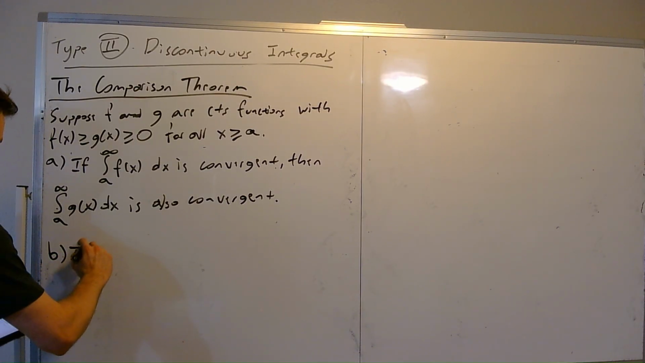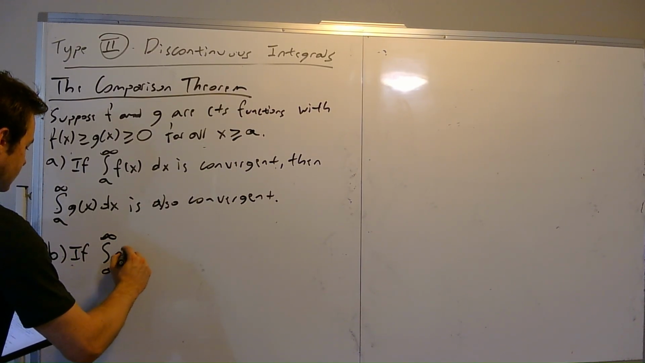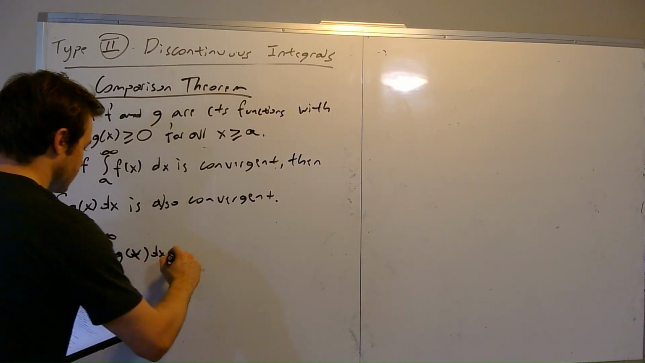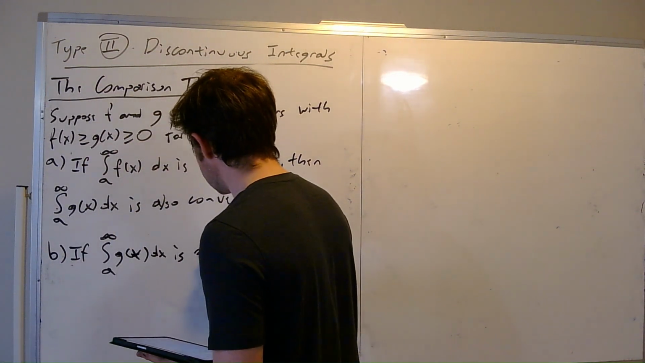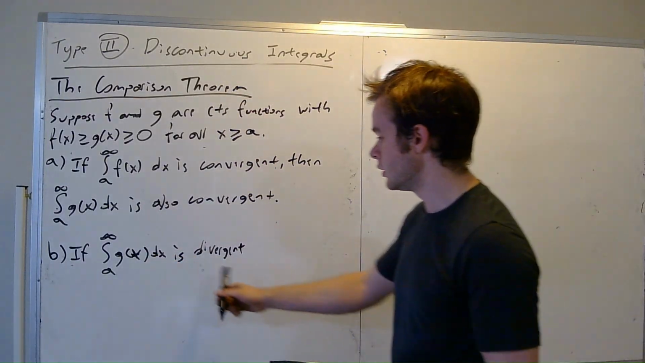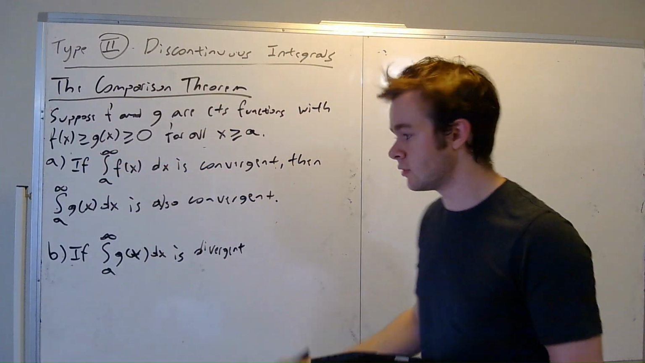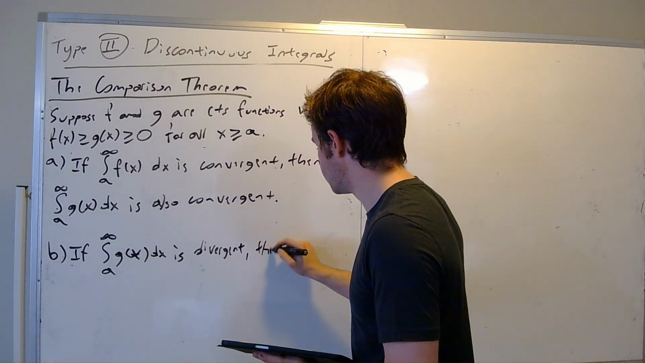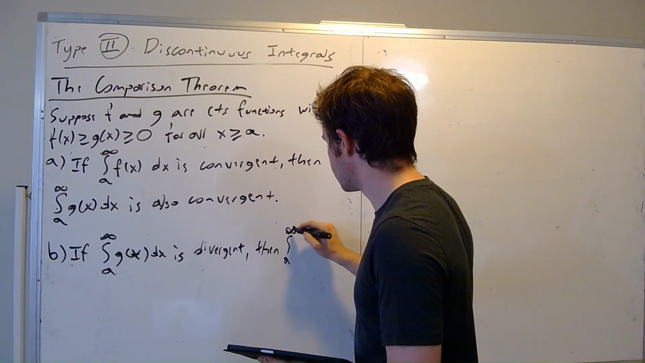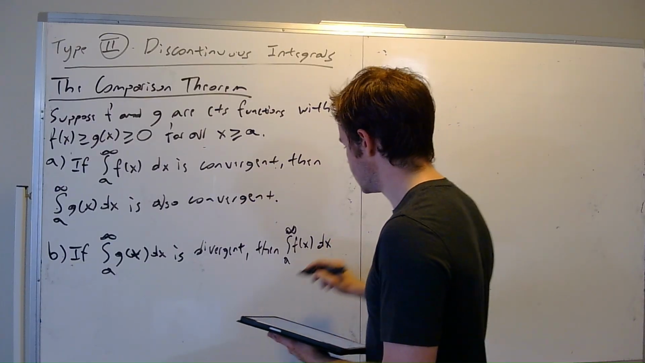And part B is going to be very similar. If the integral from a to infinity of g of x dx is divergent, right? This is the integral of the smaller function. If the integral of the smaller function is divergent, then the integral of the bigger function is definitely also divergent. So then the integral from a to infinity of f of x dx is also divergent.